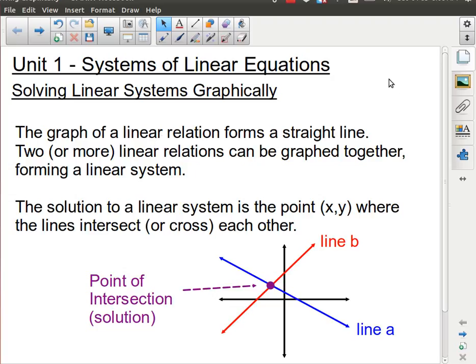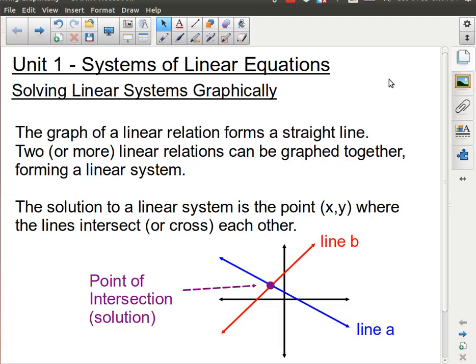If you create a table of values, or if you use properties such as the slope and the y-intercept, you end up forming a straight line for each linear relation. In this unit, systems of linear equations, we're going to be looking at multiple linear relations. Usually we're going to be looking at two linear relations, or just a pair, but sometimes we can be looking at more than two for more complex problems.